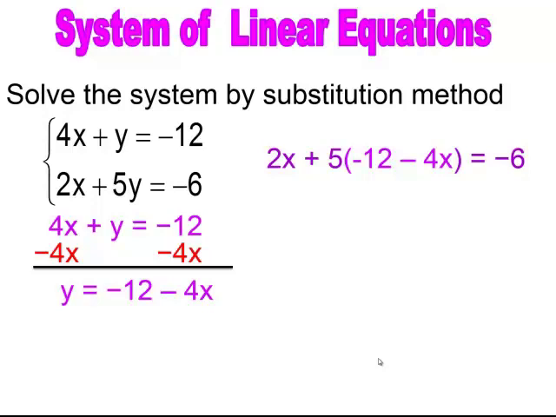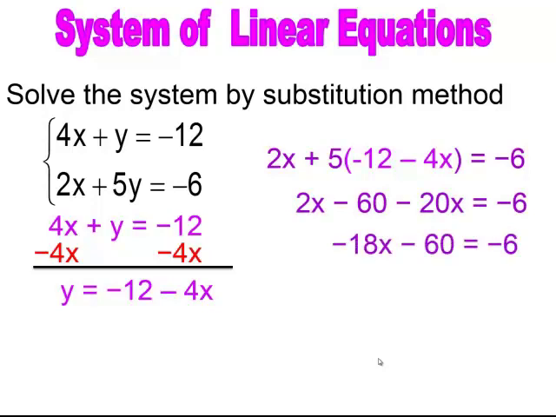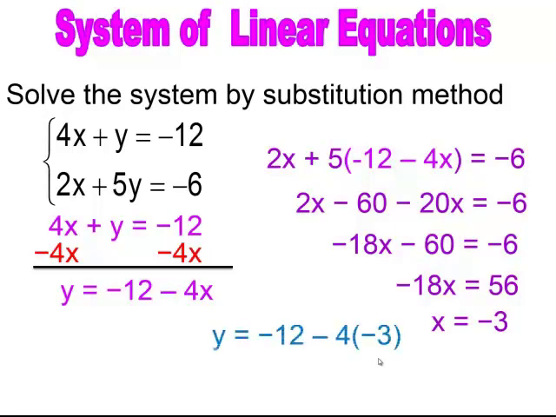And I'm going to have the distributive property here. So I'm going to do the distributive property, and then I'm going to combine like terms. Now I have a two-step equation, and I'm going to solve for x, and I'm going to end up with my x value is a negative 3. Now that I have my x value, I'm going to take one of the equations and substitute the negative 3 into it and solve for y. So I used the y equals a negative 12 minus 4x because y is already solved for itself.